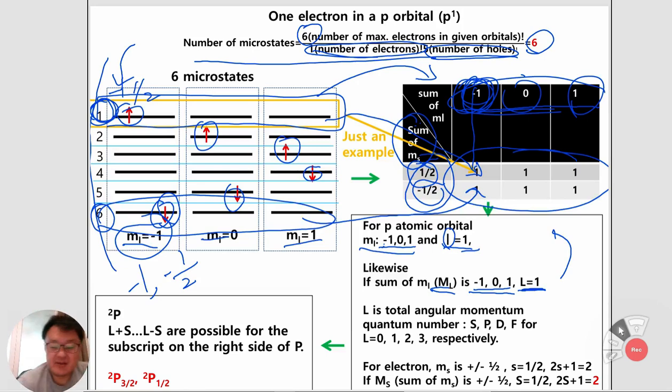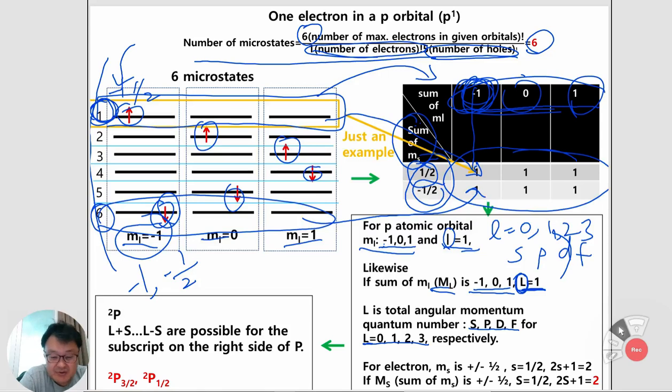We have seen that when the angular momentum quantum number is 0, 1, 2, 3 for an atomic orbital, we use the symbols s, p, d, f for each angular momentum quantum number. For the total orbital angular momentum quantum number, capital L, being 0, 1, 2, 3, we use the symbols capital S, P, D, F.